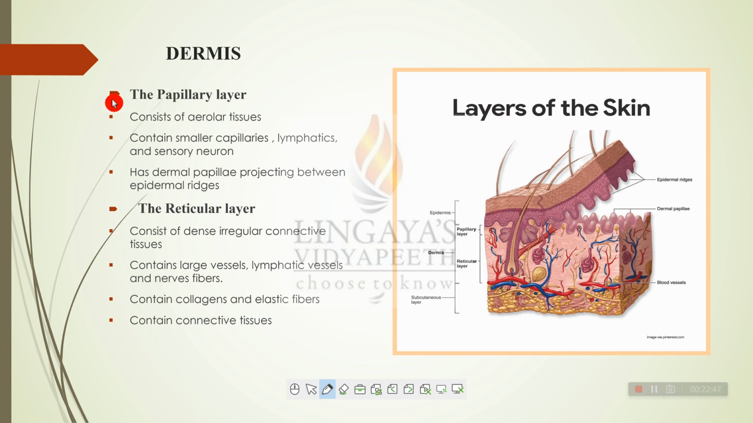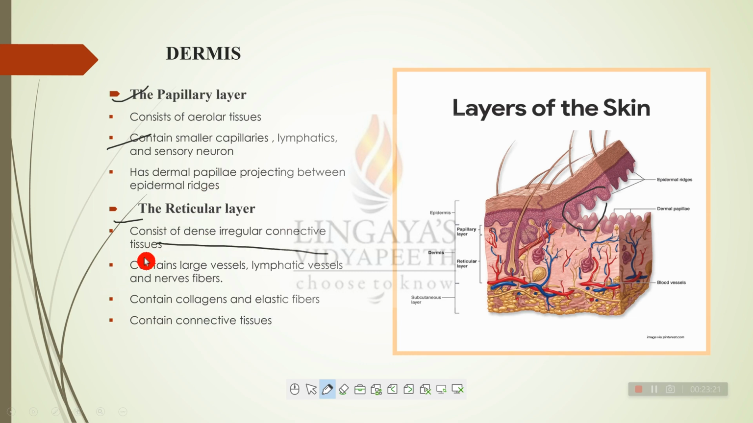Now the dermis has two sublayers. First one is the papillary layer and the second one is the reticular layer. The papillary layer is the superficial layer that forms finger-like projections. Here you can see the finger-like projections. So it consists of finger-like projections into the epidermis and it consists of highly vascularized loose connective tissue. It contains small capillaries, lymphatics and sensory neurons.